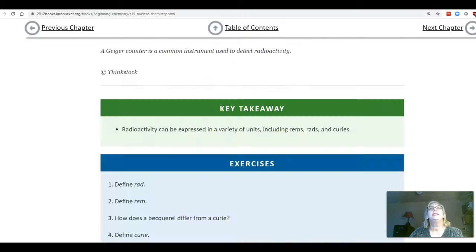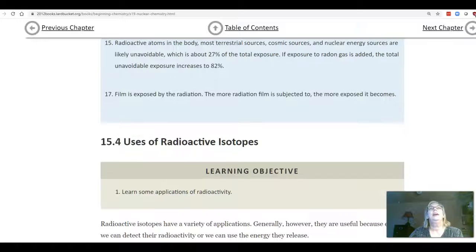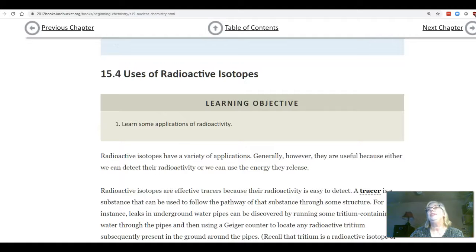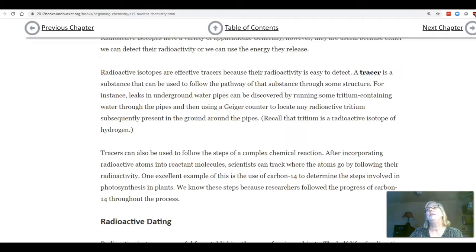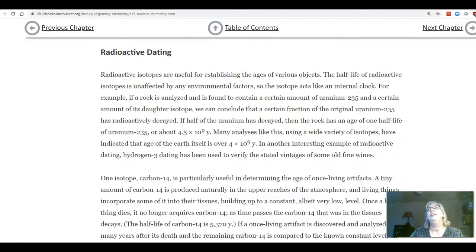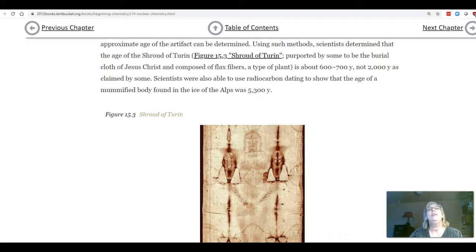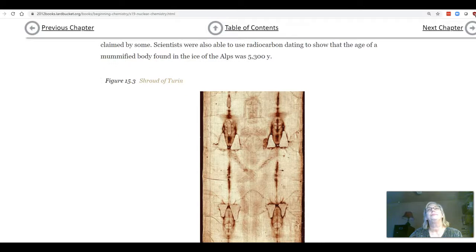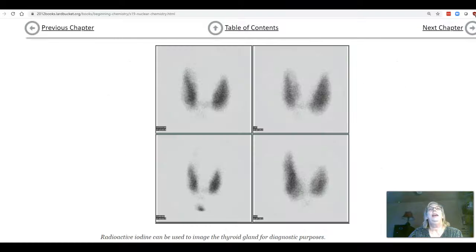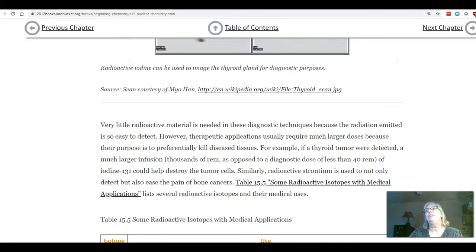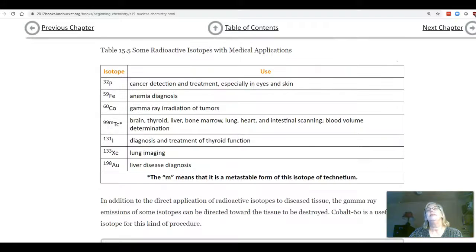There's ways to detect radioactivity. And how we use isotopes. So this is important, especially if you're going into medical, or you might want to do something with radioactivity, nuclear power, things like that. And this is the dating I was talking about, finding out how old something is. And you can also use irradiation for food to sterilize it so it doesn't decay.